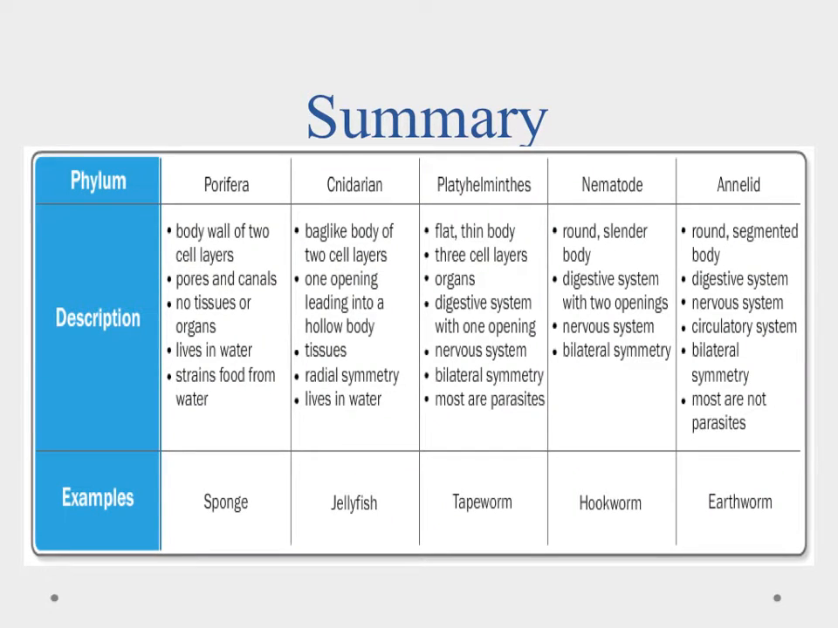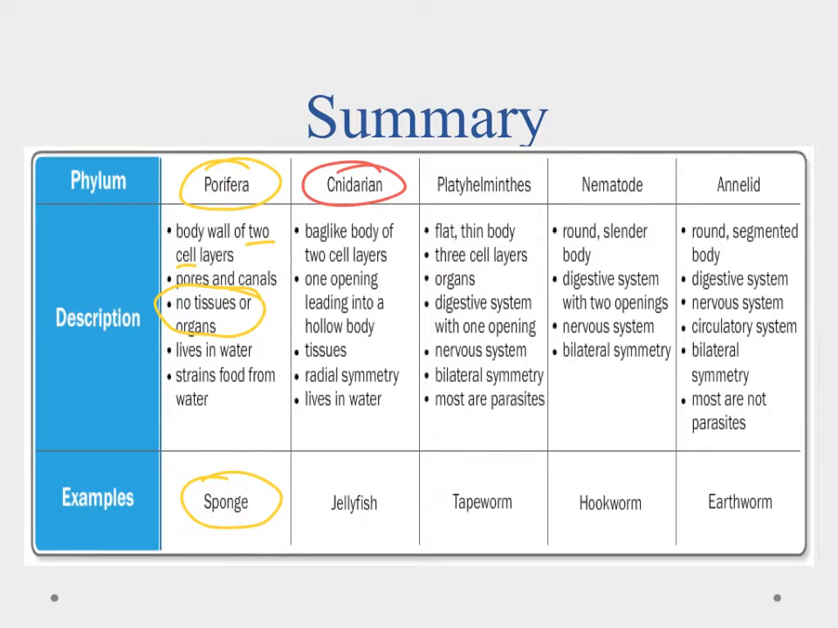Okay, so let's summarize what we've learned about the animal kingdom so far. We talked about 5 different phyla so far. The first one was the Porifera, and these are our sponges. Our sponges had a body wall of 2 cell layers. They had pores which water flowed into and canals which water flowed out. We didn't see any tissues or organs in the Porifera. They lived in the water, and they basically made their living from straining food from the water.